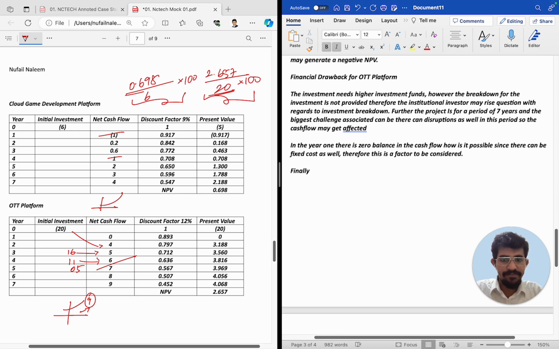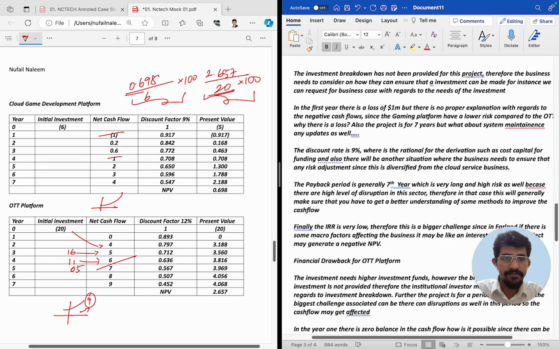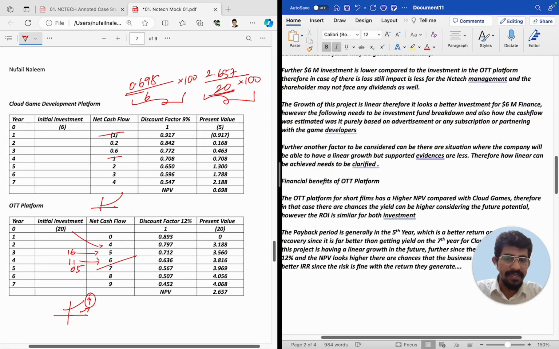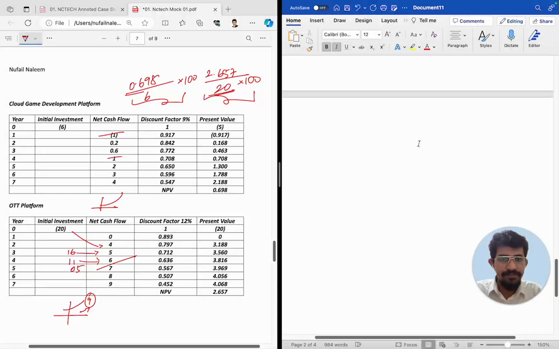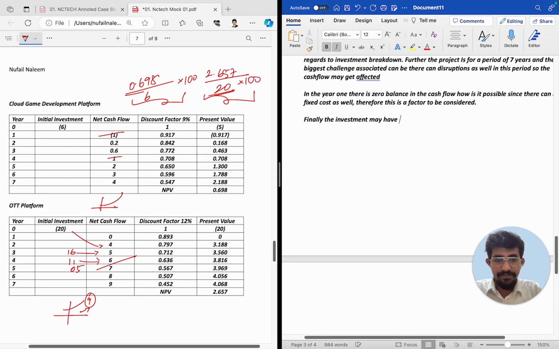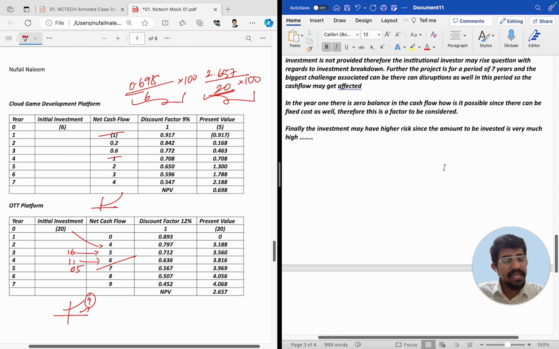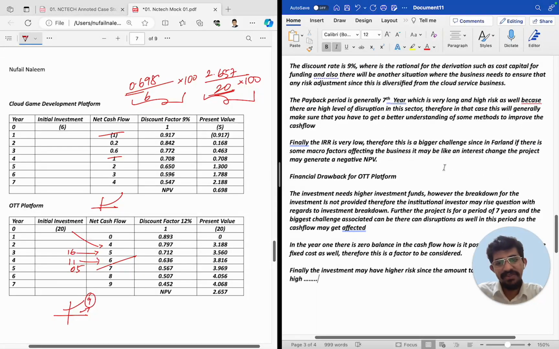Finally, the investment, just going above, just to see, the investment may have higher risk since the amount to be invested is very much high. Keep that in mind, students. That is very, very important. So any questions here, you just make sure that you are fine.